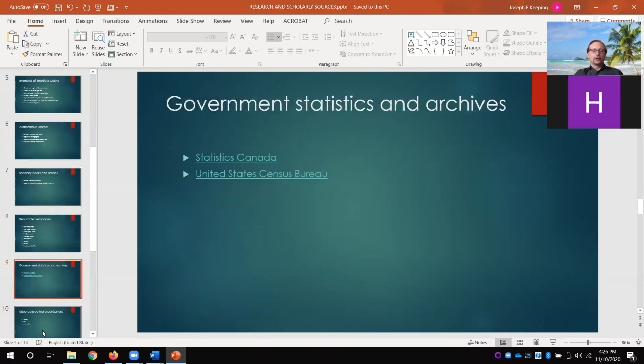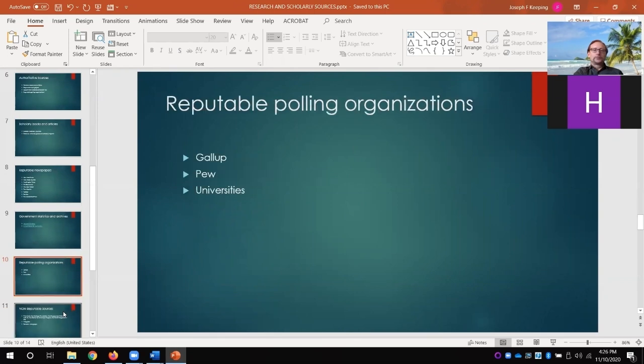Government statistics and archives. I already talked about that. This is just some links. Reputable polling organizations. How do you know if a polling organization is reputable? Basically the same thing as for newspapers: the ones that have been around for a long time, and you can look them up. Note, universities do polls. If a university does a poll, then you should probably treat it as reputable.